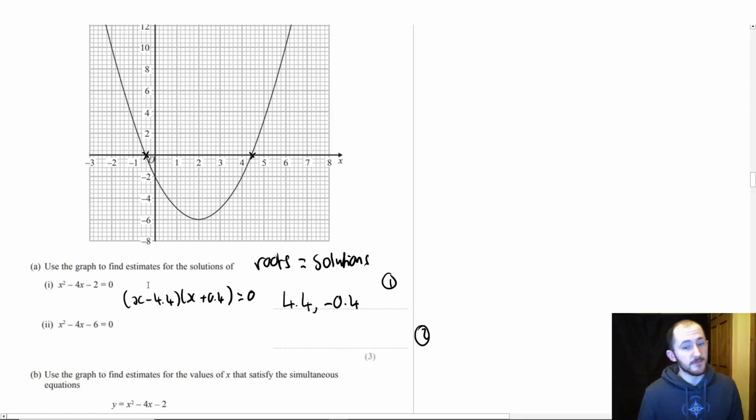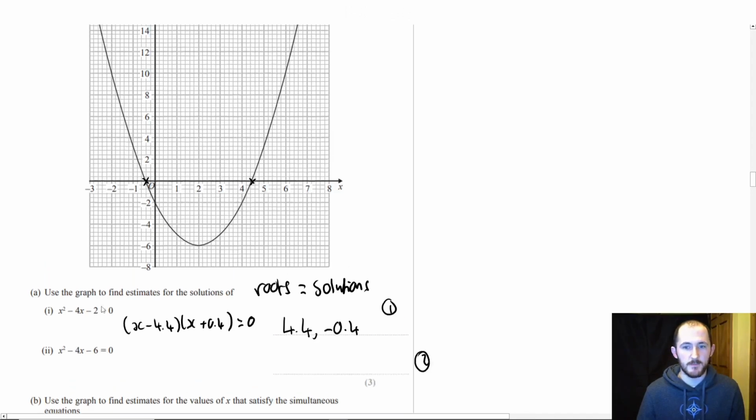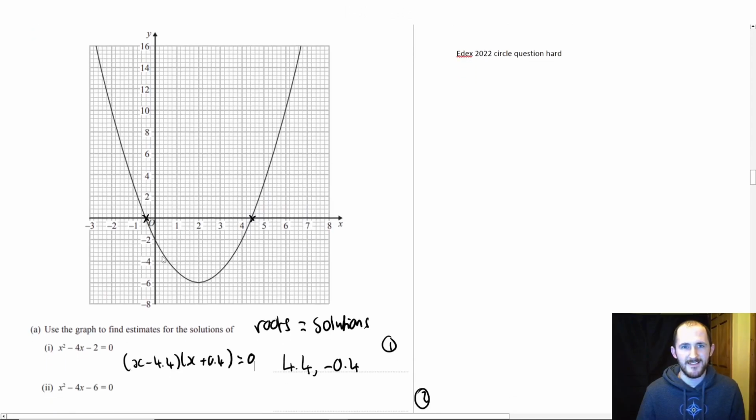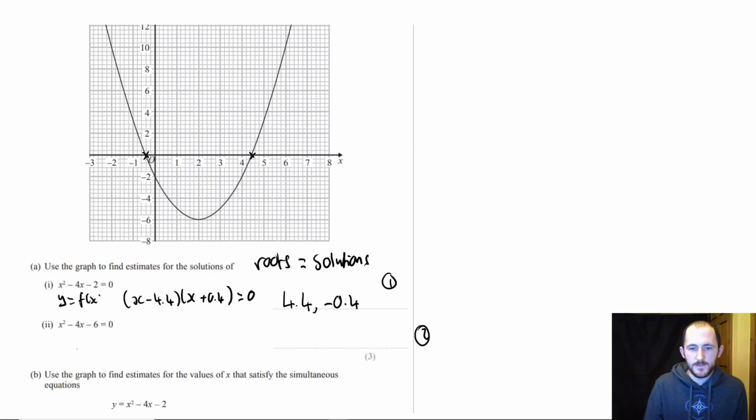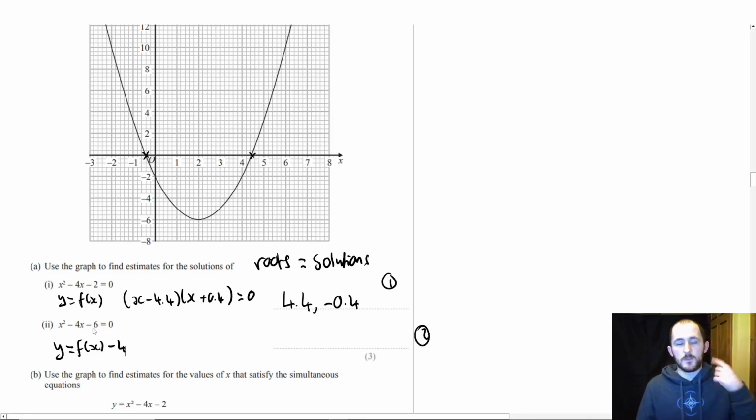Okay, so the actual main reason I picked this question is because of this bit. What about these solutions for minus 6 instead of minus 2? This top graph, I'm going to call y equals f of x. Which means this bottom graph is f of x minus 4. How do I get the minus 4? Because we've gone from minus 2 to minus 6, which means we've subtracted another 4. Transform, good.